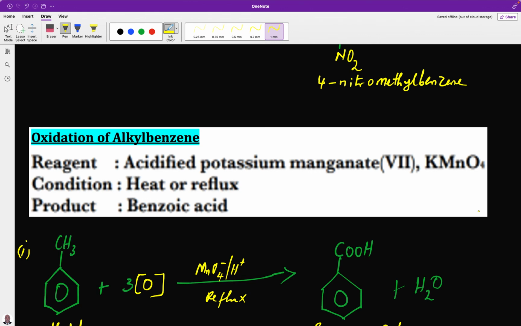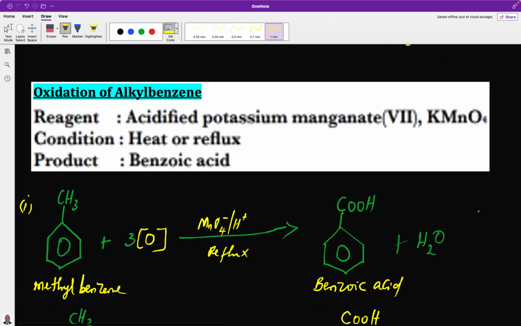It should be remembered that it is the alkyl group that is being oxidized. There is oxidation of the side chain. The side chain is oxidized to a carboxylic acid group. For instance, the methylbenzene will be oxidized to what? Will be oxidized to benzoic acid and a molecule of water.